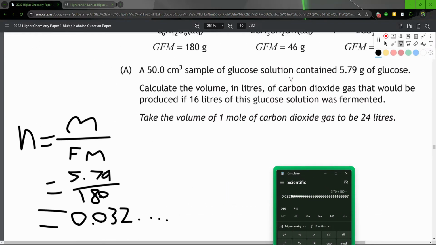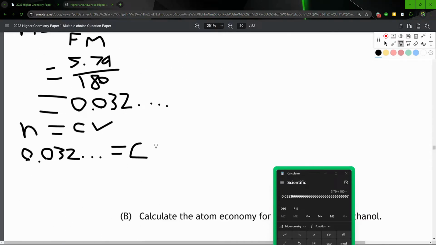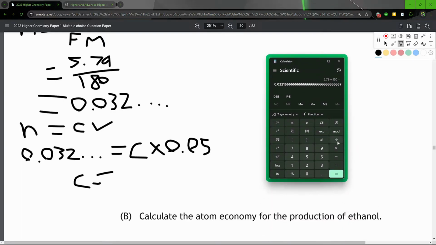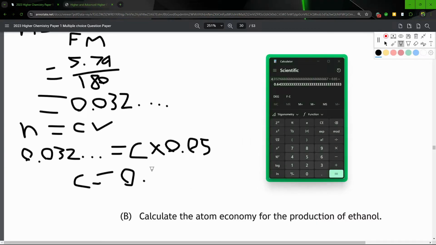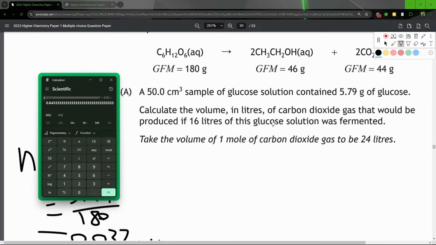And then what we're going to do is calculate the concentration of glucose, because we know what moles there are. Concentration we don't know, but we do know the volume, and we have to put it in litres though, so it's going to be 0.05, not 50. And then C would equal something. So let's divide by 0.05, and that will give us this number. So concentration is 0.643 moles per litre. So once we do that, we can figure out the number of moles in 16 litres.